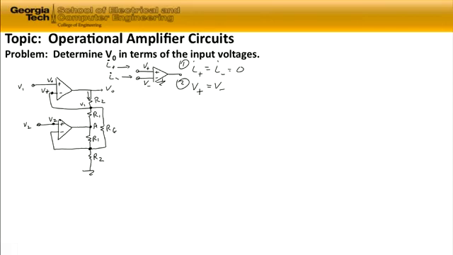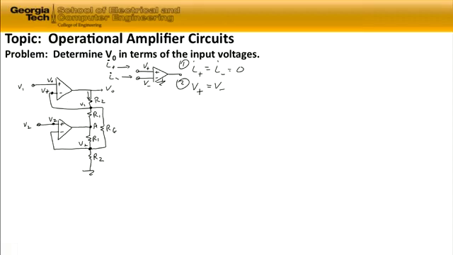Similarly, if we look at the lower op-amp, which is part of our circuit, we see that the voltage at the node between R2 and R1 is equal to V2 using the same approach. So now we have our input voltages conveyed over to the output side of our circuit.